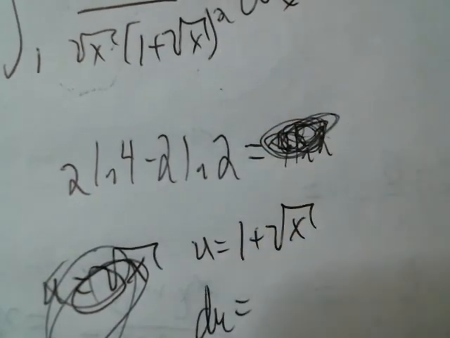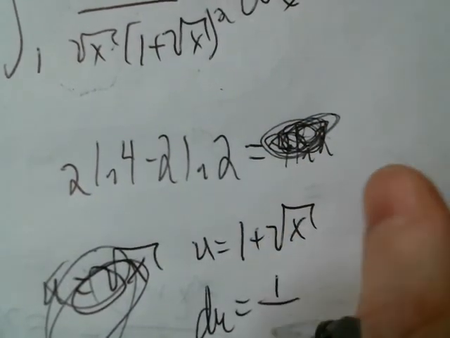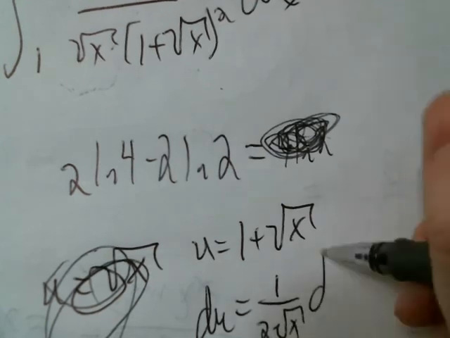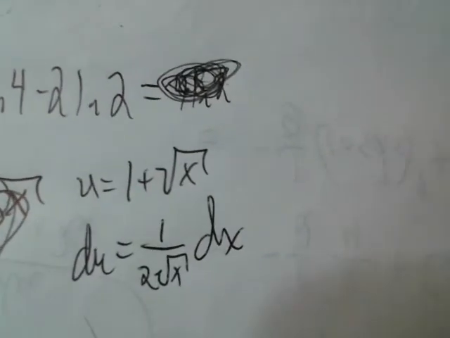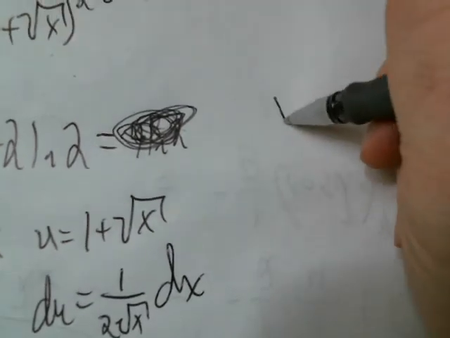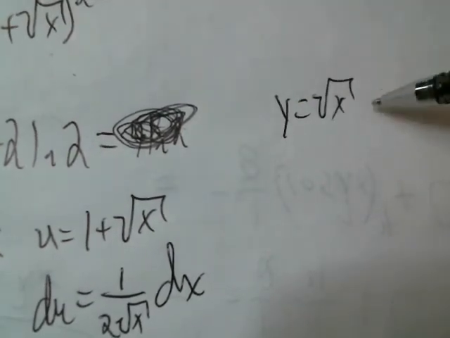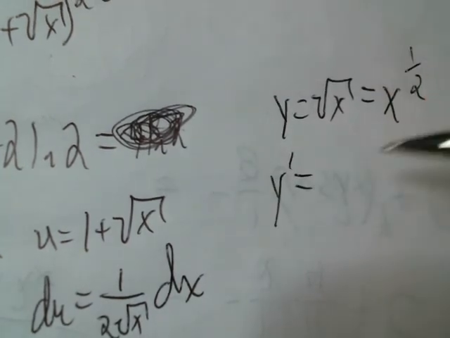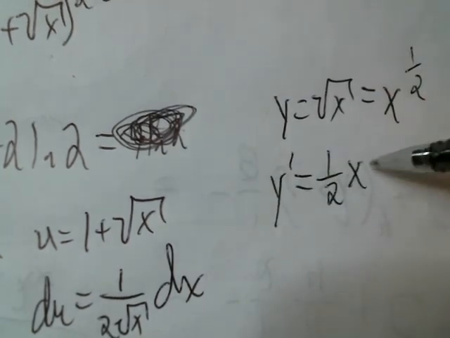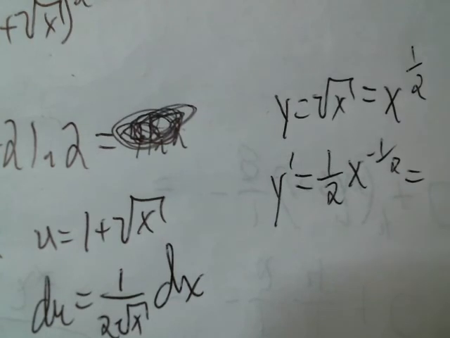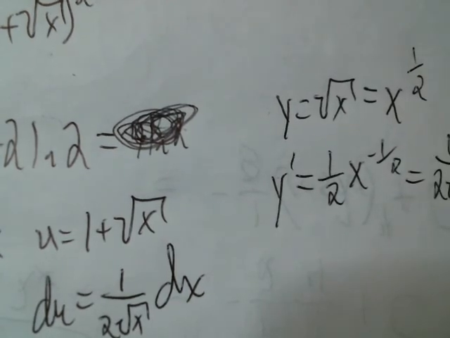du then is the derivative of that, which should be 1 over 2 root x dx. That's just such a common derivative that people kind of know it. y equals square root of x is x to the 1/2, so y prime is 1/2 x to the negative 1/2, which is 1 over 2 root x.